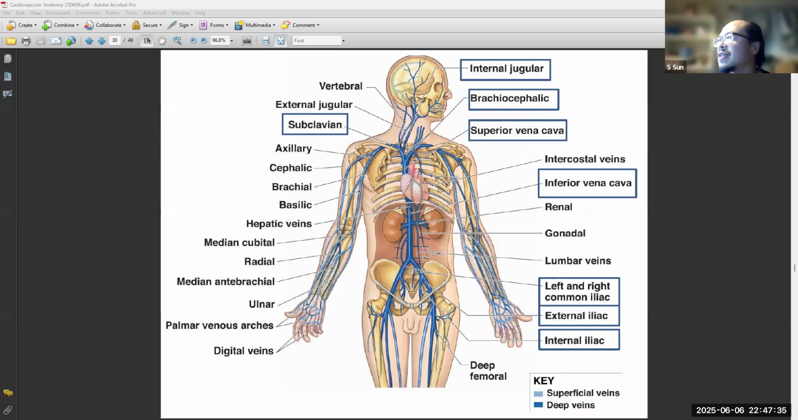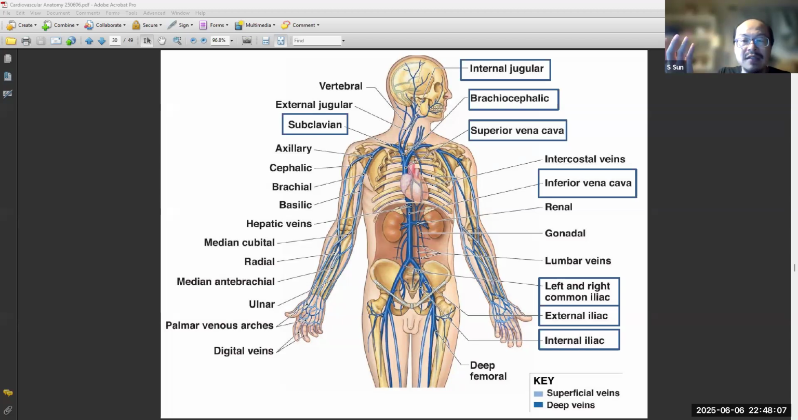And then the subclavian will drain the blood from the arm. From the arm, you have the brachial, so that's a deep vein. This go along with the brachial artery, and then you have the radial and the ulnar. Radial and the ulnar. You can also see this superficial one. So you also have this superficial vein.